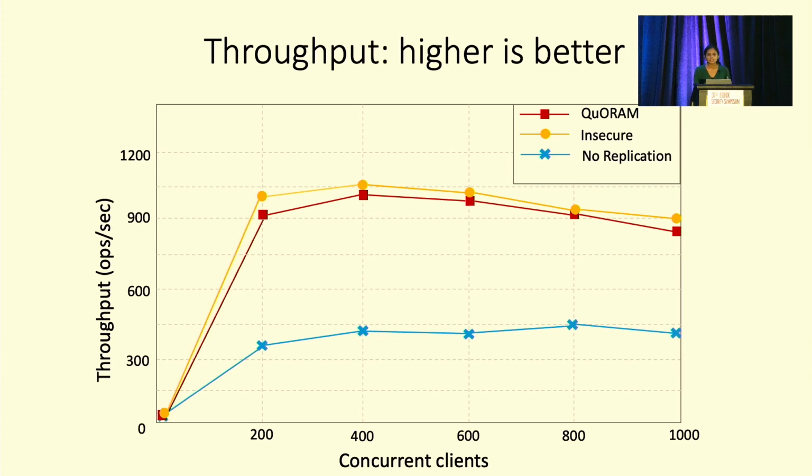Looking at the no replication, secure but non-fault-tolerant solution, we see that this is about 2.4 times worse than QuORAM. The reason for this is that it has a single proxy, which is being overloaded. And when we have geo-distributed clients, they face extremely long latency communicating with a single proxy, which translates to low throughput.